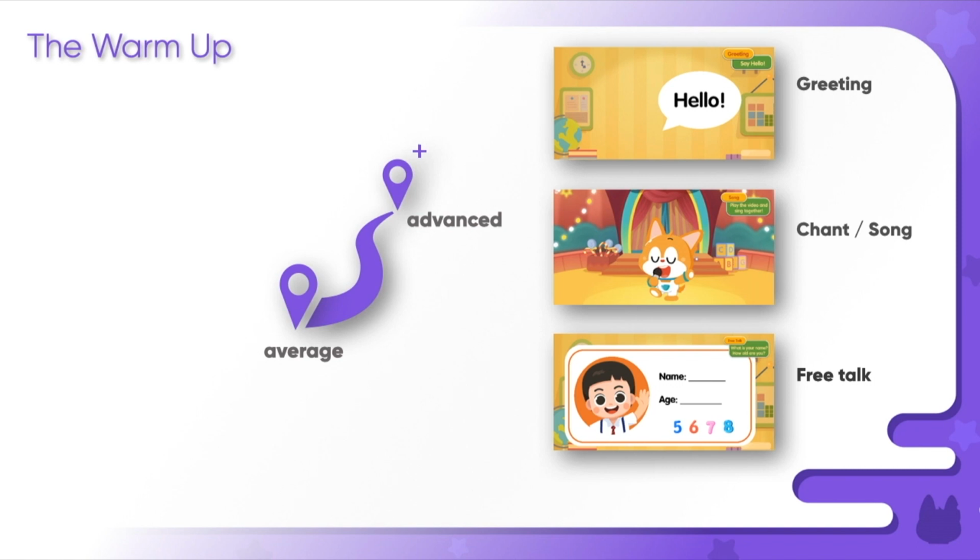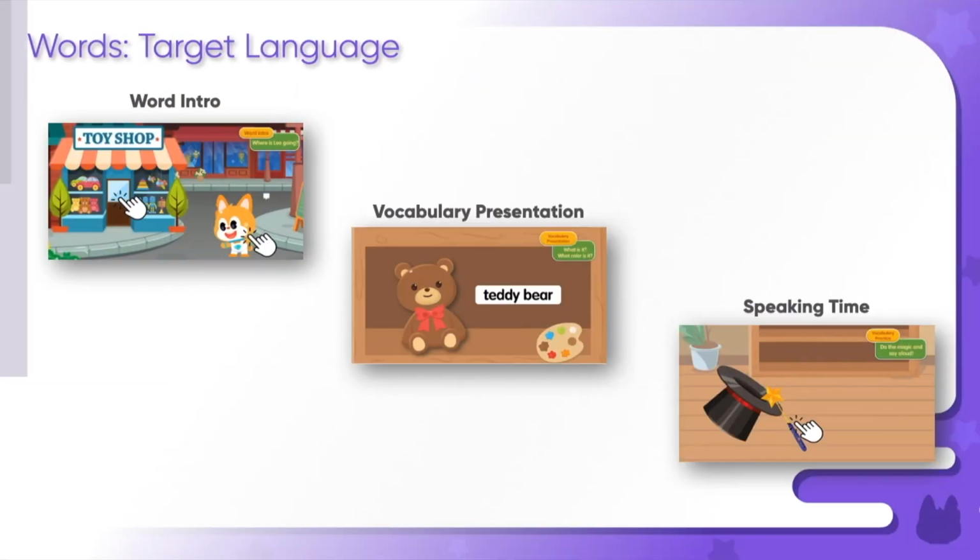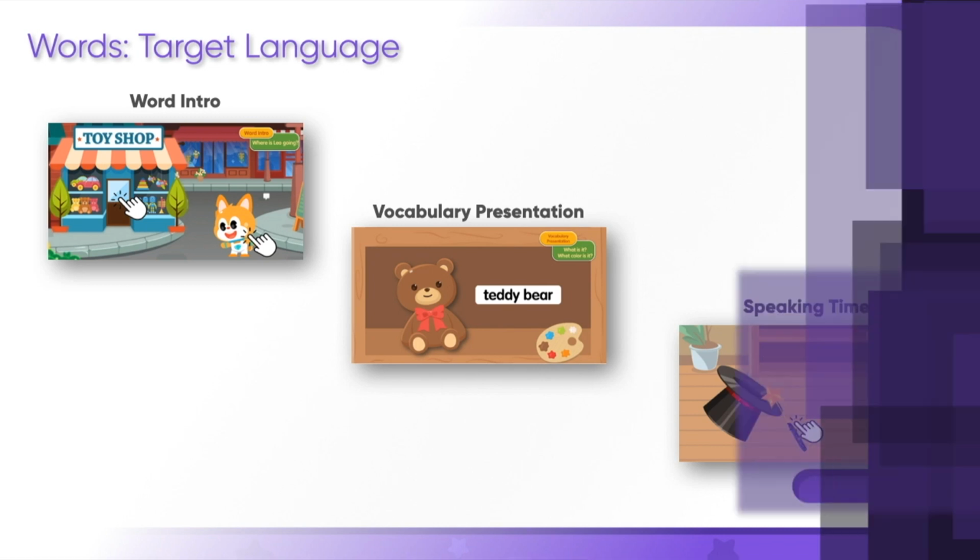First, we begin each lesson with the warm-up. Here we can practice our greetings. We can also sing with the students to encourage them to use their voices. You can take note of their skills and level at this time. Next is the word introduction, where we present the target language. After the introduction, encourage students to speak out and practice the target words.